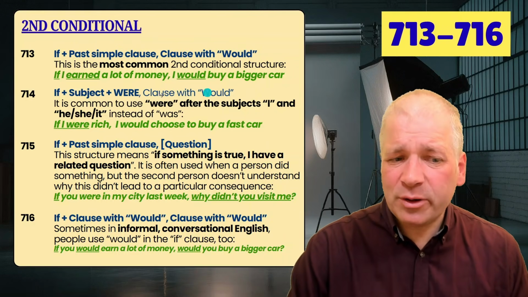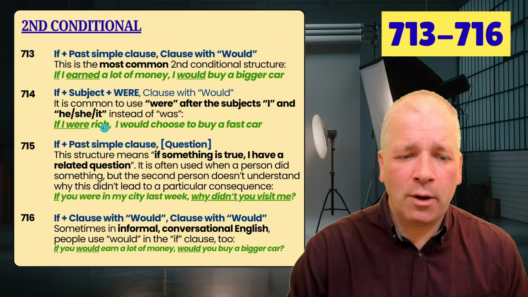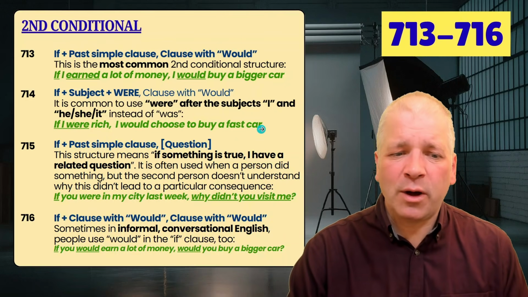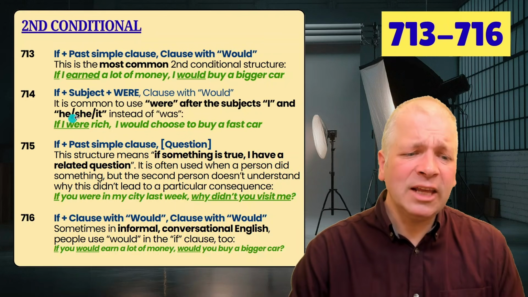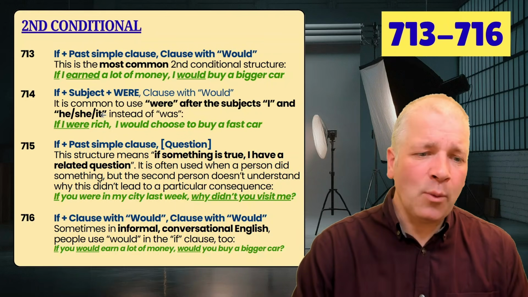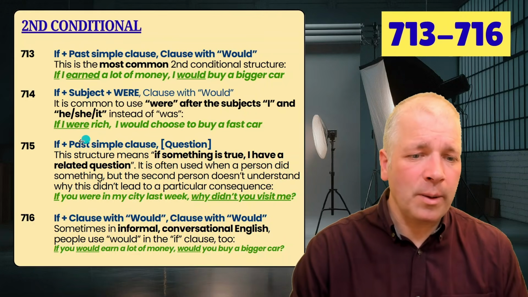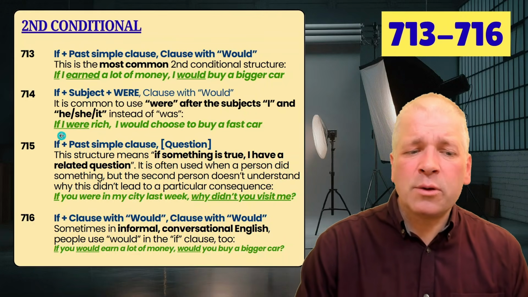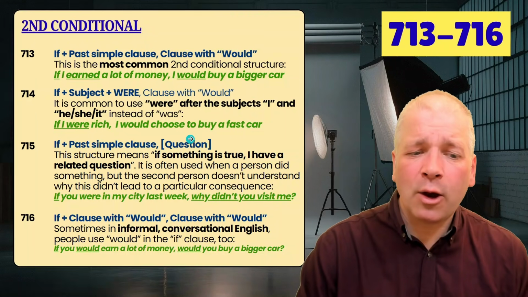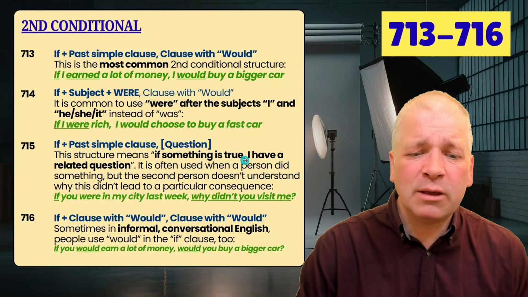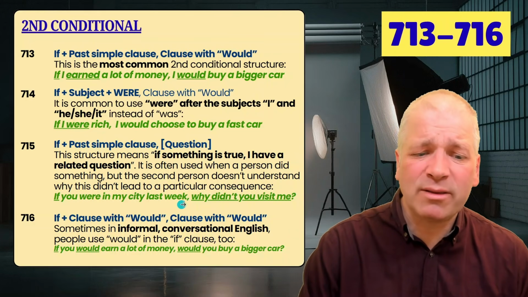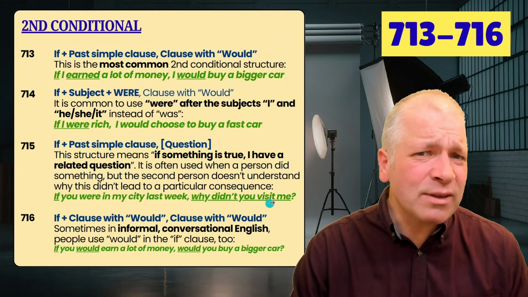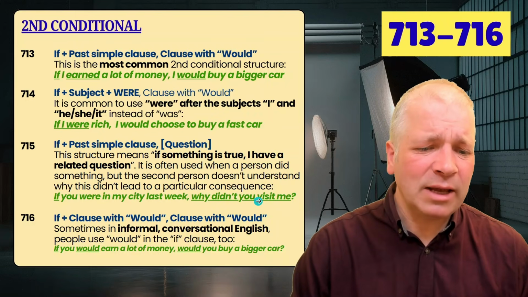Here are some variations. If I were rich, I would choose to buy a fast car. So normally it would be I was, and he, she, or it was. But with if, we use this subjunctive were. We can also use a past simple clause followed by a question. And this means if something is true, I have a related question. For example, if you were in my city last week, why didn't you visit me? Why didn't you visit me is the related question.